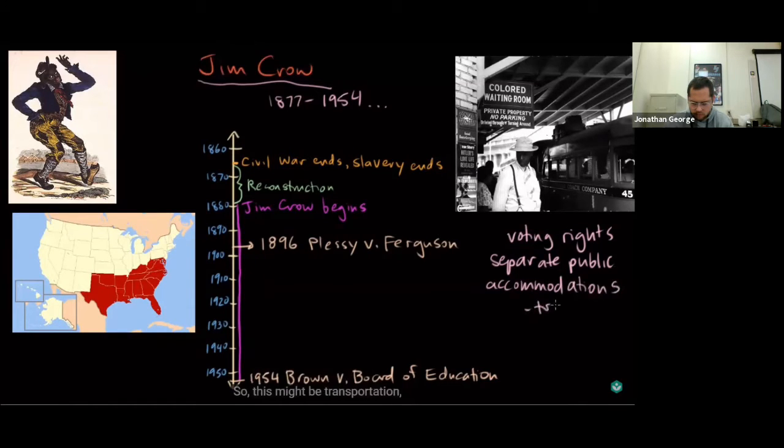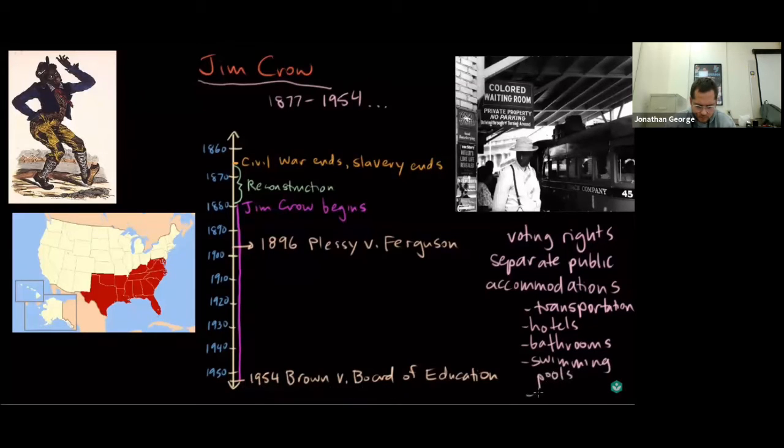So this might be transportation, separate areas in trains and buses, or hotels, bathrooms, swimming pools, water fountains. So these places in public life where African Americans were put in the place of second-class citizenship, where they could not experience the full range of movement, job benefits, protection of the law, or really any of the aspects of American citizenship that are the benefits that come with paying taxes and abiding by the law. And during this period of Jim Crow, this kind of segregation was legal. This was not just in practice, but encoded in the law.